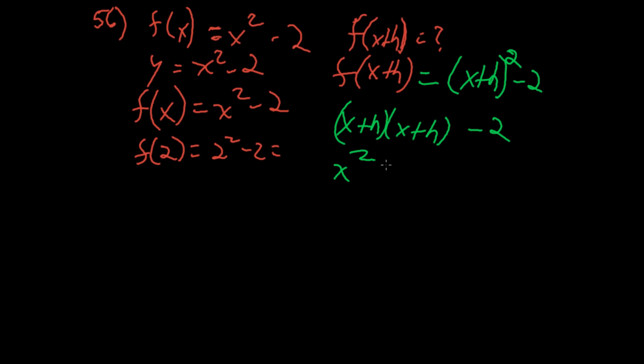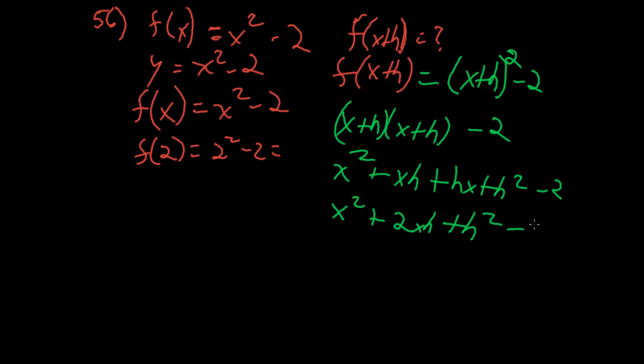So x squared plus xh, because we do the firsts, the outsides, the inners, so hx, plus the last ones, h squared. And x times h is the same thing as h times x. You switch them, so x squared plus 2xh, because we have 2 of these, plus h squared, and minus 2. And that is the answer.